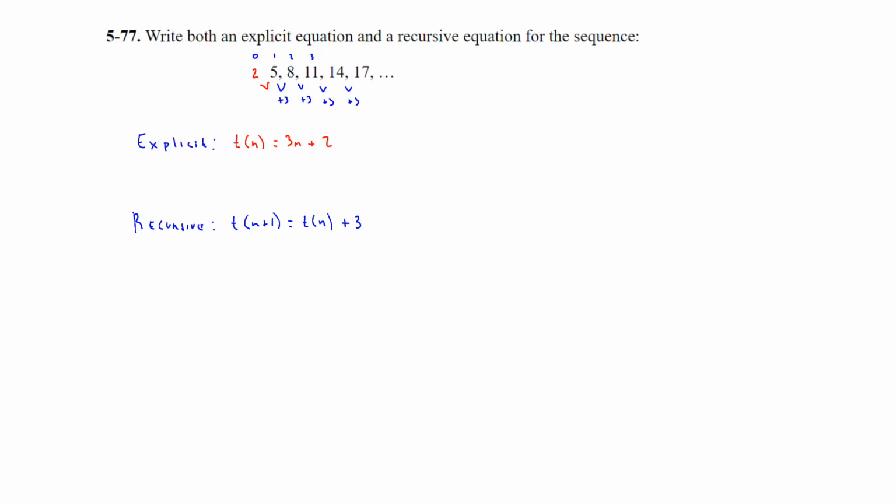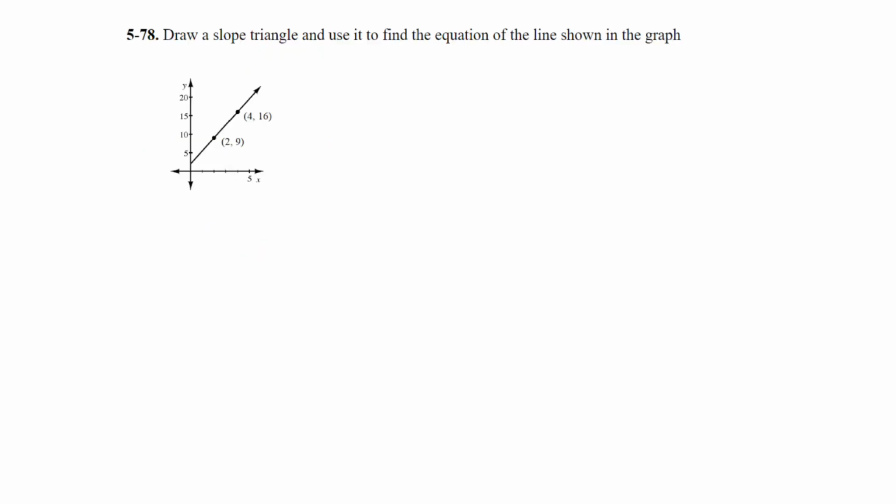And then remember, we also need to include that starting value, because otherwise it could be a different sequence. So we need to say something about T of 1, all right, the first term is equal to 5. So T of 1 is equal to 5. So that whole thing has to be part of the recursive equation.